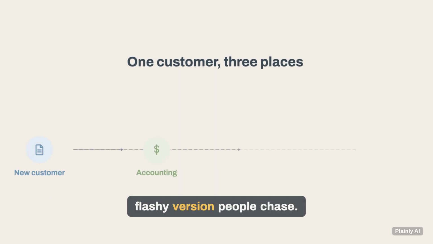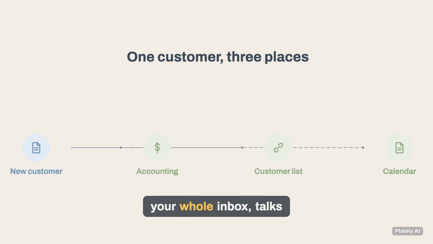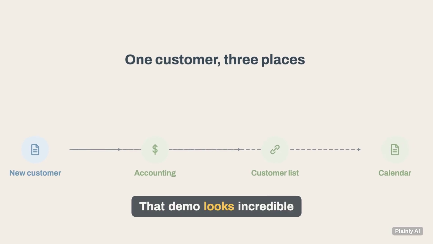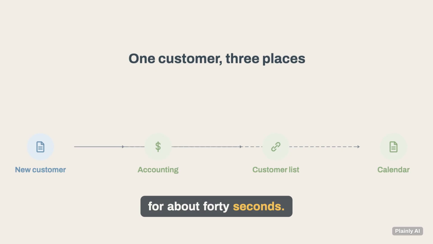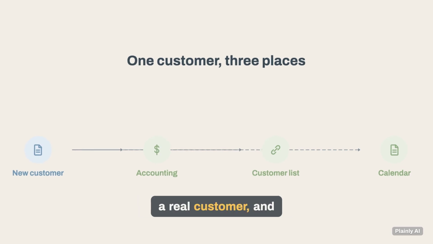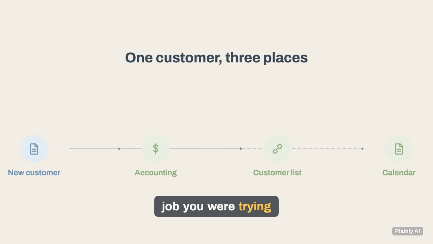Compare that to the flashy version people chase. A fully autonomous AI agent that supposedly runs your whole inbox, talks to customers, and closes deals on its own. That demo looks incredible for about 40 seconds. In real life, it goes off the rails, says something weird to a real customer, and now you're reading every message it sends anyway, which is the exact job you were trying to get rid of.